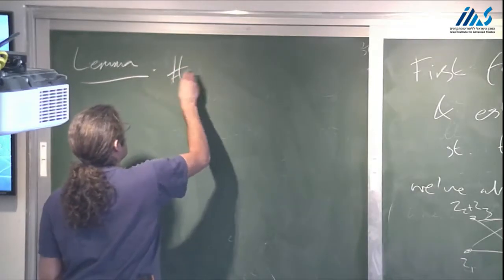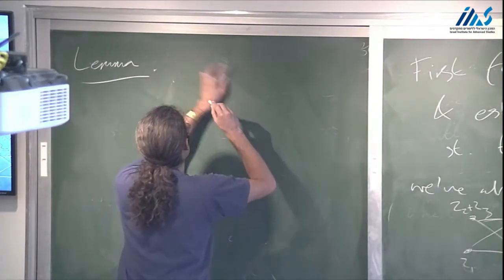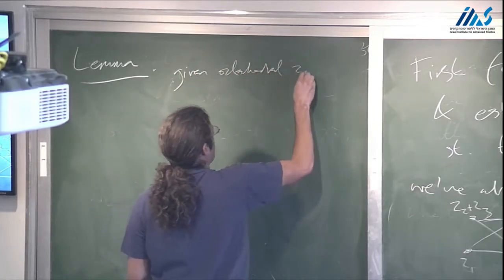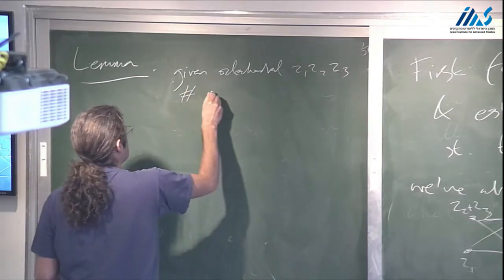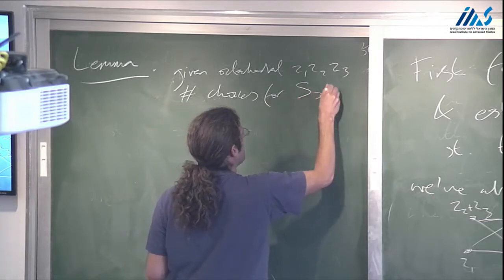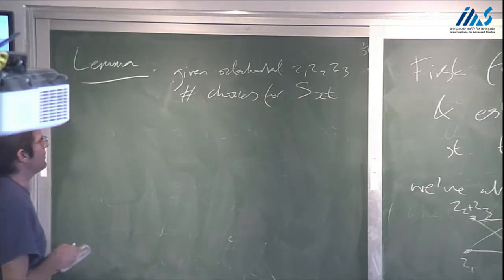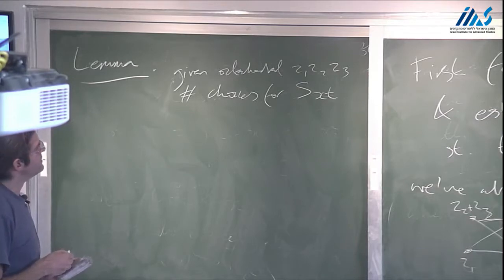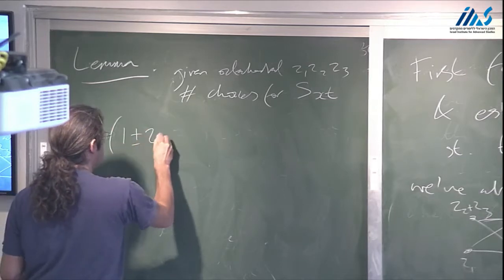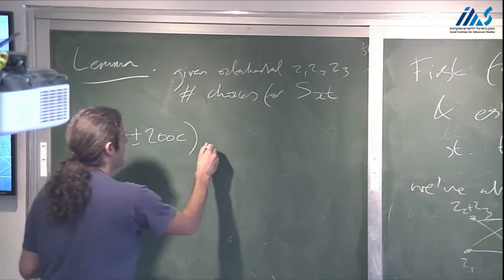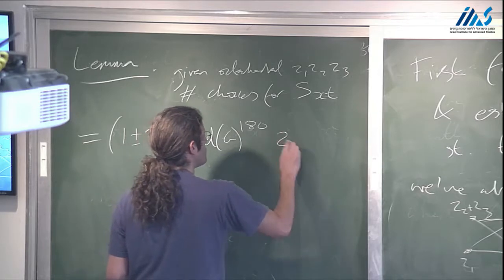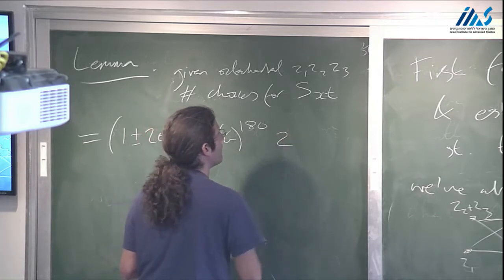So the number of choices, given an octahedral Z1, Z2, Z3, so the number of choices for S, X, T. So it's 1 plus or minus some constant, I think 200C, density to the 180, and times 2 to the, what's the dimension, 2A.